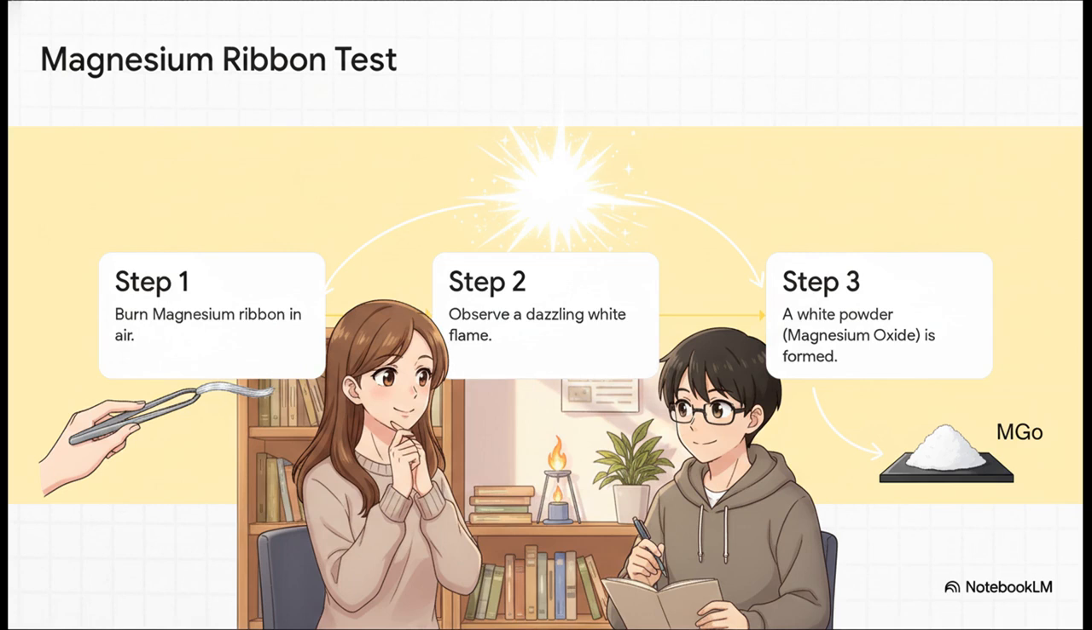Okay, pay close attention here, because this one is a huge favorite in exams. They love asking about what you actually see happening. So the points that will get you marks are right there in step 2 and step 3. It burns with a dazzling white flame, and it forms a white powder. Remember those two phrases. That's an easy 1 or 2 marks right there.